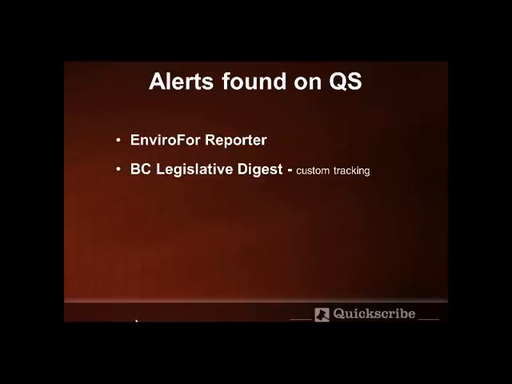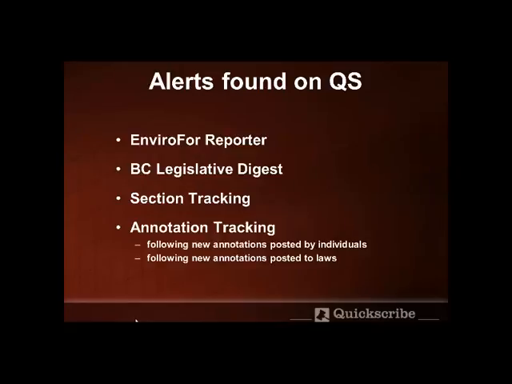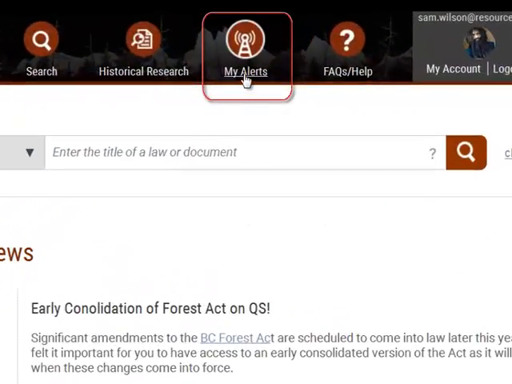Quickscribe also offers section tracking, ideal for tracking federal legislation, and for those who are only concerned with tracking specific sections of law. And finally, you can also sign up to receive alerts when new annotations are posted on Quickscribe. You can opt to receive notification when new annotations are posted by an individual, such as one of our expert annotators or by one of your colleagues, or simply choose to receive notification when new annotations are posted to specific laws of your choosing. To sign up or learn more about these alerts, visit the alerts page located on the top menu bar when you first log in to Quickscribe.